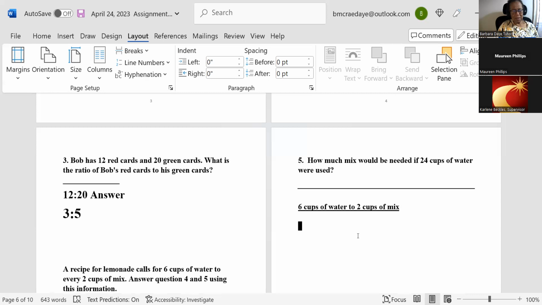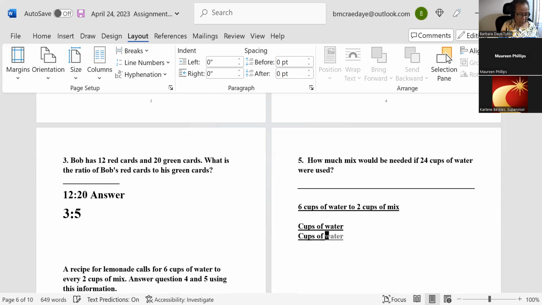6 to 2. Yes, 6 to 2, but as a fraction, what would it be? No, no, keep your 6 to 2. What would it be? Let me put it in words. Cups of water, divided by cups of mix.